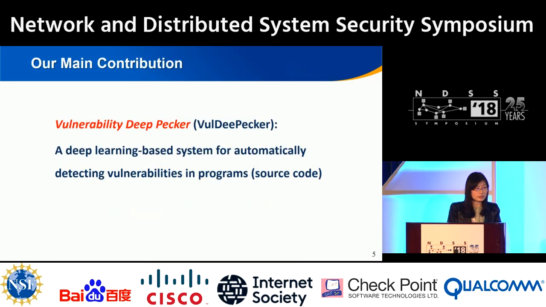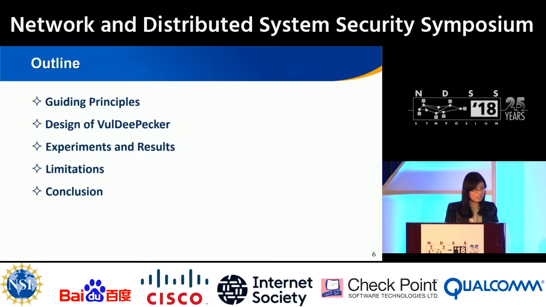Our main contribution is to propose a deep learning-based system called VulDeePecker for automatically detecting vulnerabilities in programs. We focus on source code. Our talk mainly covers 5 parts: guiding principles for deep learning-based vulnerability detection, design of VulDeePecker, experiments and results, limitations and contribution, and conclusion.